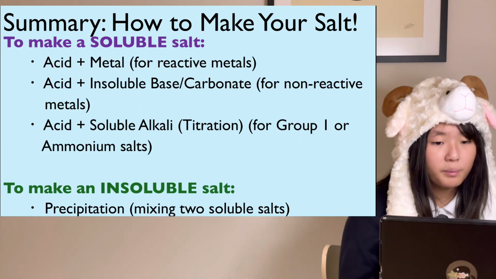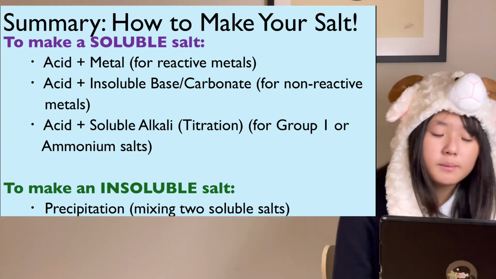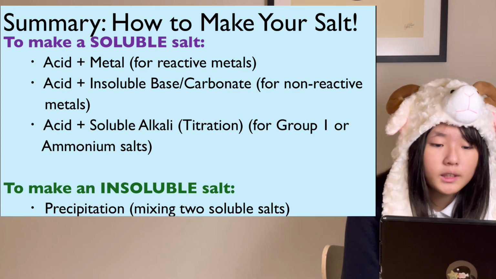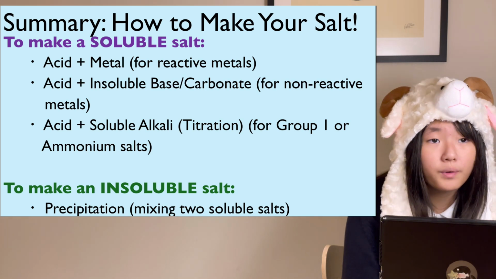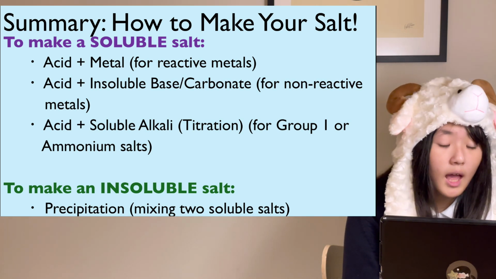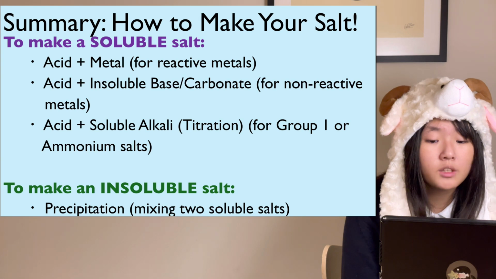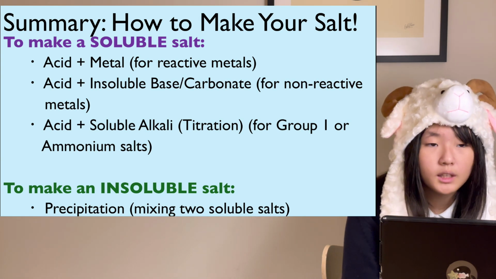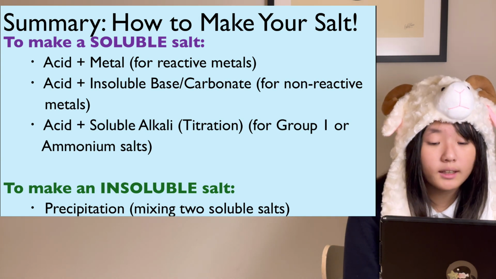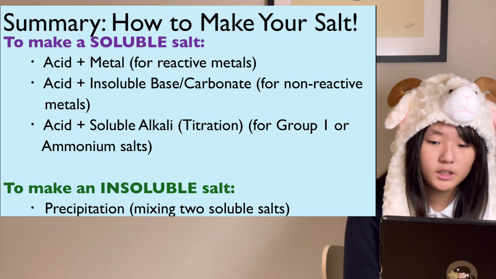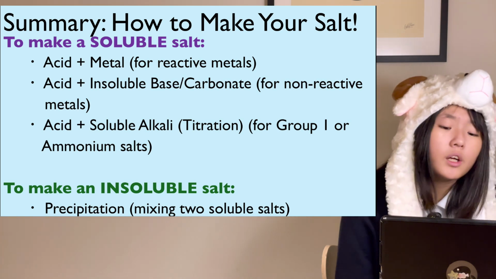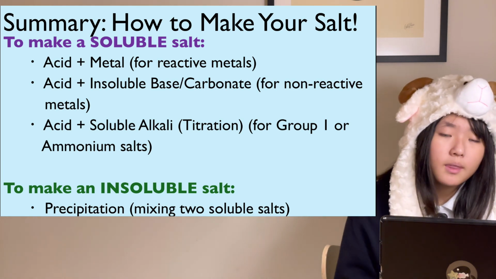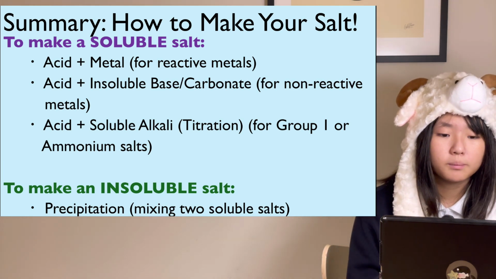Here's a summary of what we learned together today. To make a soluble salt, you need an acid plus metal, for only reactive metals though. Acid plus an insoluble base or carbonate for non-reactive metals. An acid plus soluble alkali, you need to use titration for this, for group 1 or ammonium salts. To make an insoluble salt, use precipitation, the mixing of 2 soluble salts.